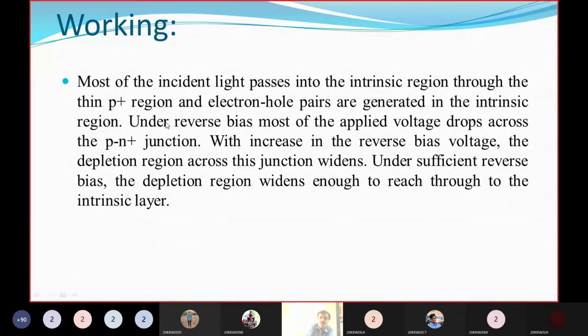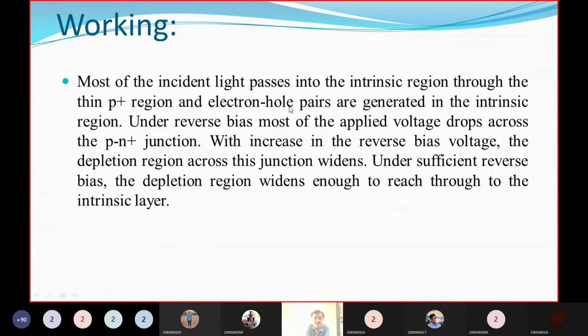Under reverse bias, most of the applied voltage drops across the p and n plus region. Already we know that there is an intrinsic region. What happened? Electron hole pairs will be generated in the intrinsic region. That light is absorbed by the intrinsic region and electron hole pairs are generated.